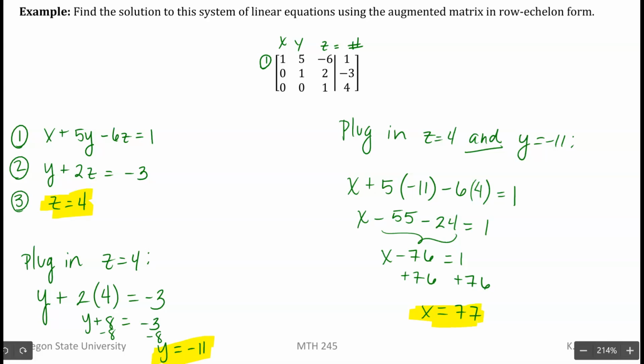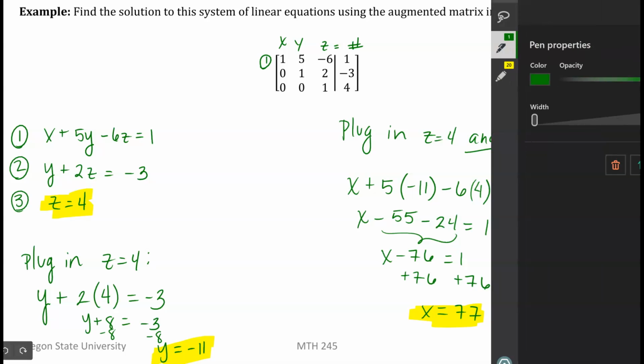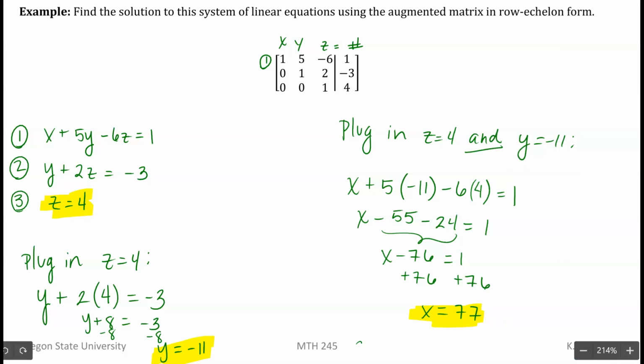There we go, we solved the system that was in row echelon form. We have x, we have y, and we have z. Let's write our final answer. x equals 77, y equals negative 11, and z equals 4.